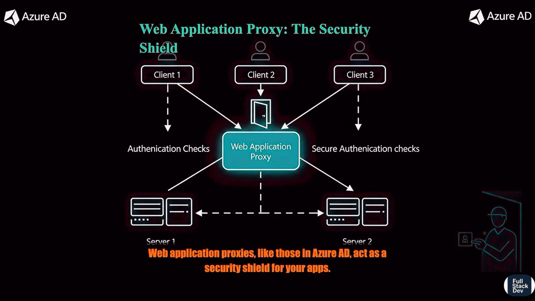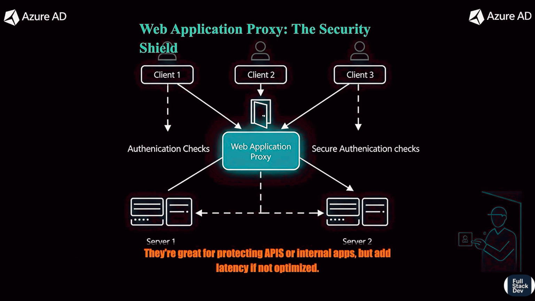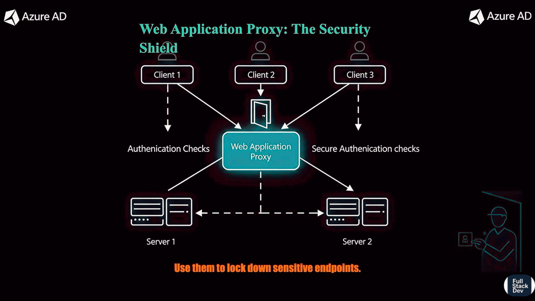Web application proxies, like those in Azure AD, act as a security shield for your apps. They handle authentication and access control before requests hit your backend. Think of them as a doorman checking IDs. They're great for protecting APIs or internal apps, but add latency if not optimized. Use them to lock down sensitive endpoints.